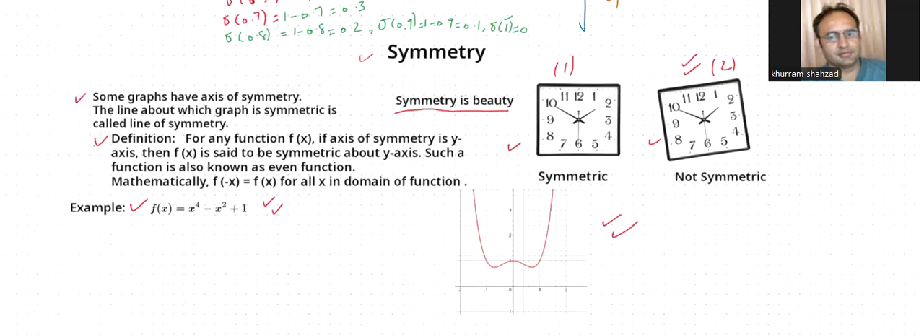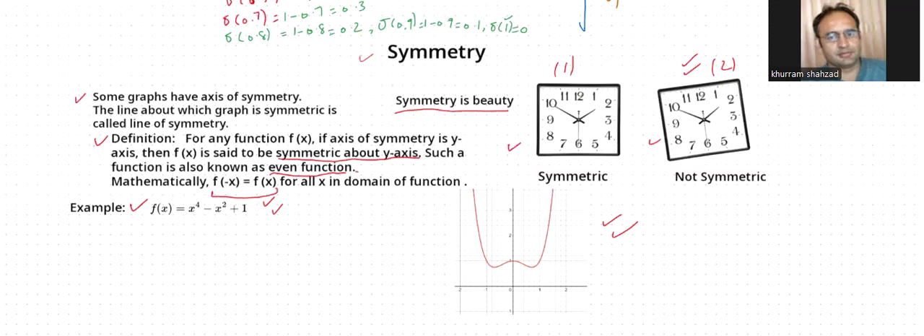Mathematically, what is the definition of a function symmetric about the y-axis, or an even function? f of minus x is equal to f of x means this graph is symmetric about the y-axis, or even function. Symmetric about the y-axis and even function are the same thing. Any graph which is symmetric about the y-axis is also known as an even function.